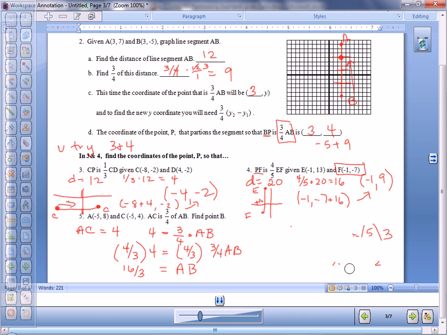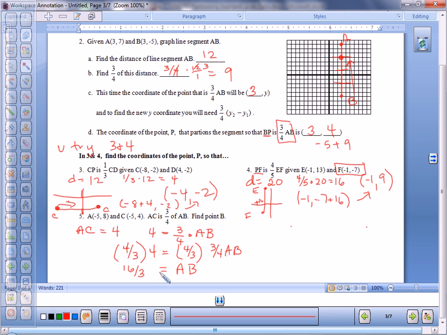Now we just have to figure out, are we adding that to A? Are we subtracting that from A? What do we do? Subtract it. Because if we think about it visually, -5, 8 is A, and C is -5, 4. So B would have to be somewhere down here, wouldn't it? Somewhere on this side. If AC is just a portion of AB, wouldn't it have to continue this way?